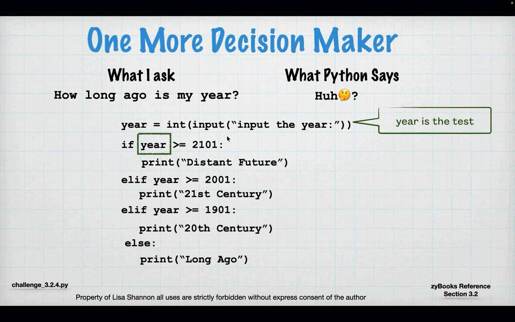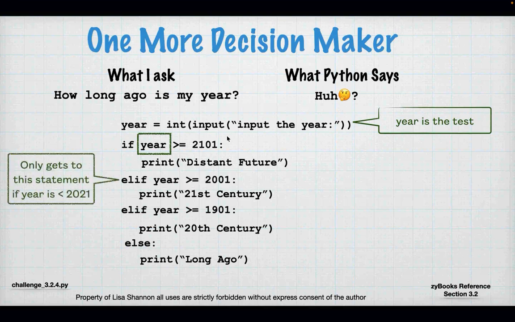The advantage of using an elif is that Python's only going to do one. If the year is greater than or equal to 2101, it's going to ignore all these other lines. It's not going to try to actually execute them. It's just going to fall out to the global scope, wherever that global scope is. So that is the advantage of using if, elif, and it also allows you to make related decisions.